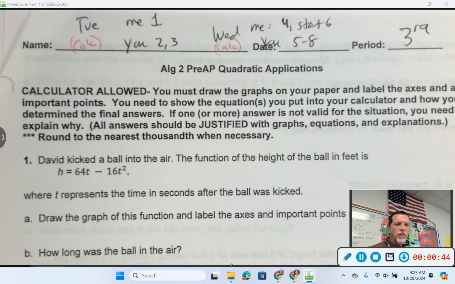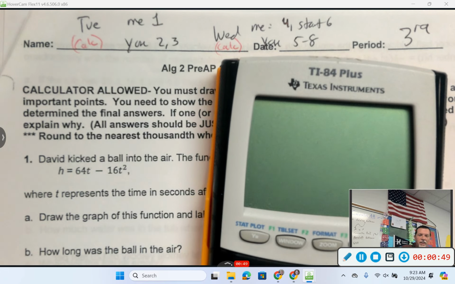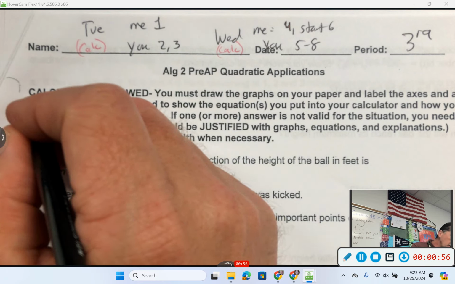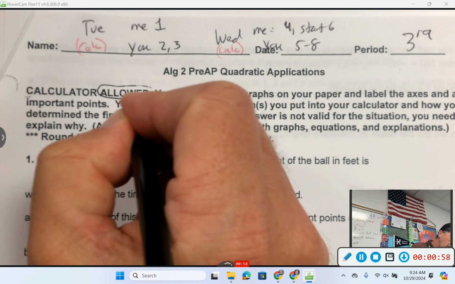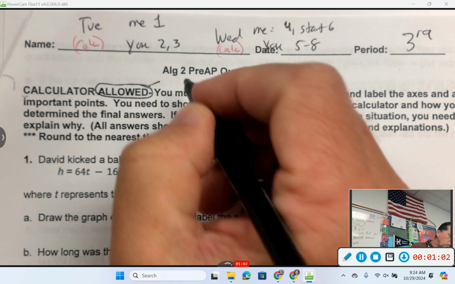Alright, so now you've got a calculator, again the 84 or the Inspire, either one. I'll always use the 84 because it's the one I'm used to, but it doesn't matter to me which one you use. Calculators allowed. We have to be careful though. You still need to show your work.